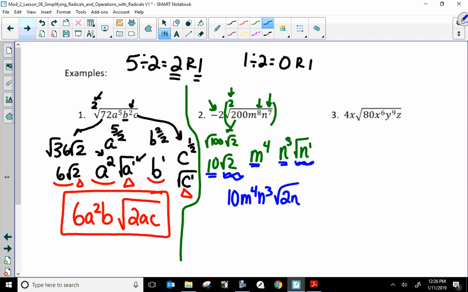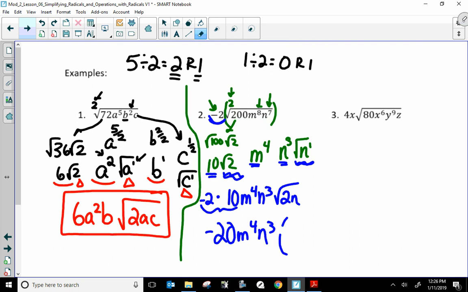But let's not forget, we still have to multiply by our negative 2. So I'm just going to multiply my 10 times negative 2. Get negative 20 m to the fourth n cubed times the radical 2n. Ooh, yeah, that's a radical, not a parenthesis. 2n.